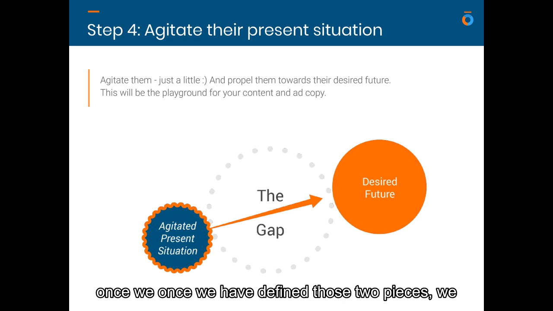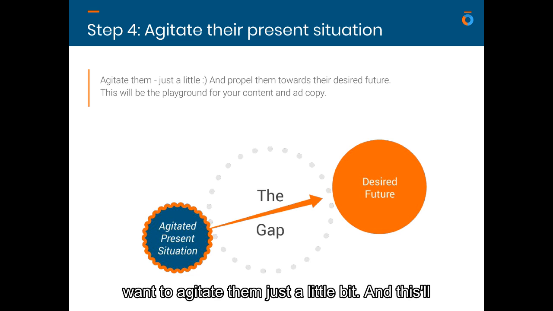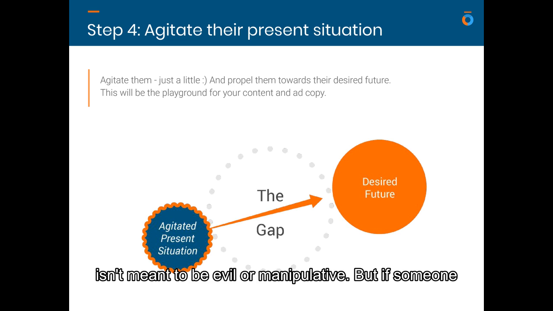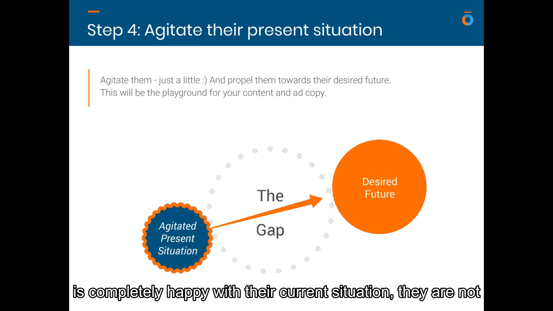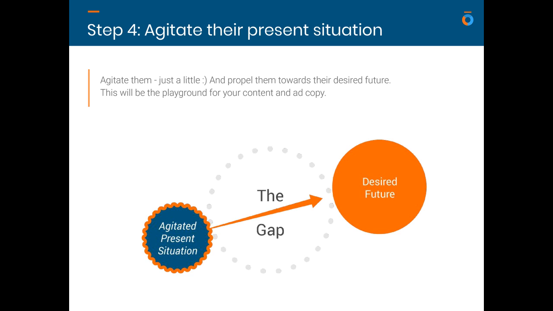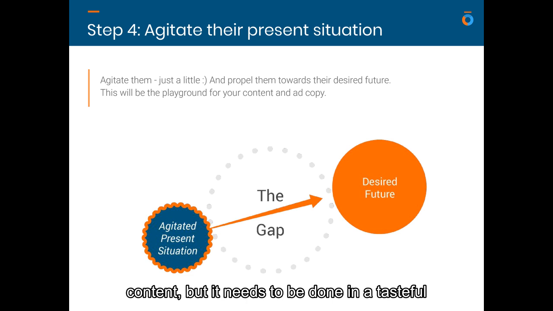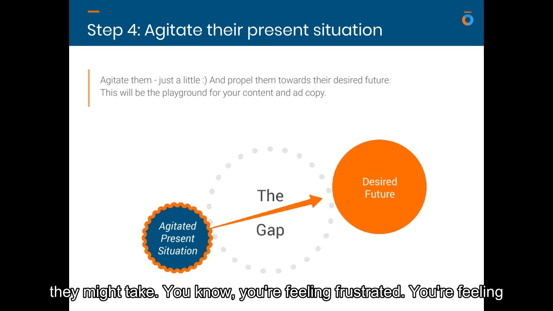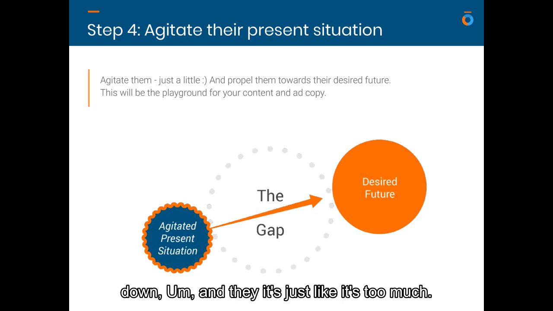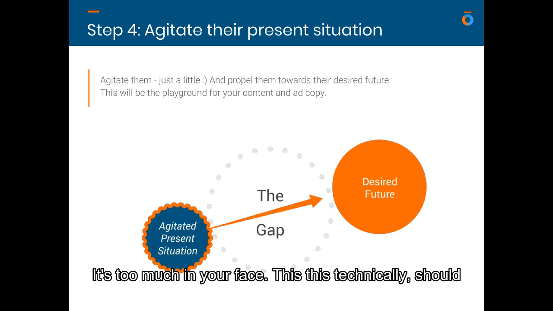So once we have defined those two pieces, we want to agitate them just a little bit. And this isn't meant to be evil or manipulative, but if someone is completely happy with their current situation, they are not going to feel motivated to move towards a desired future, right? So this is the playground for your ad copy and content, but it needs to be done in a tasteful way. I see certain brands that say, are you feeling frustrated? Are you feeling down? And it's just too much. It's too much in your face.